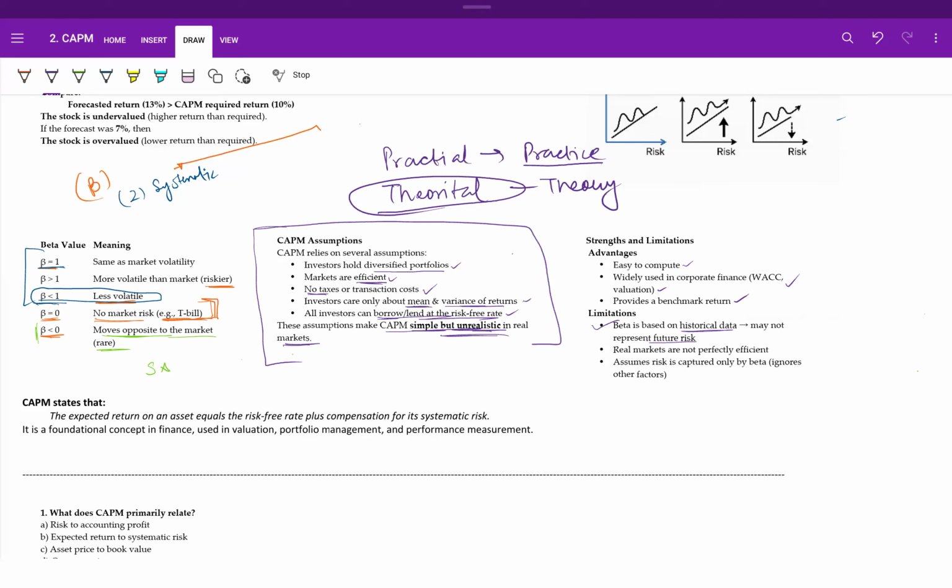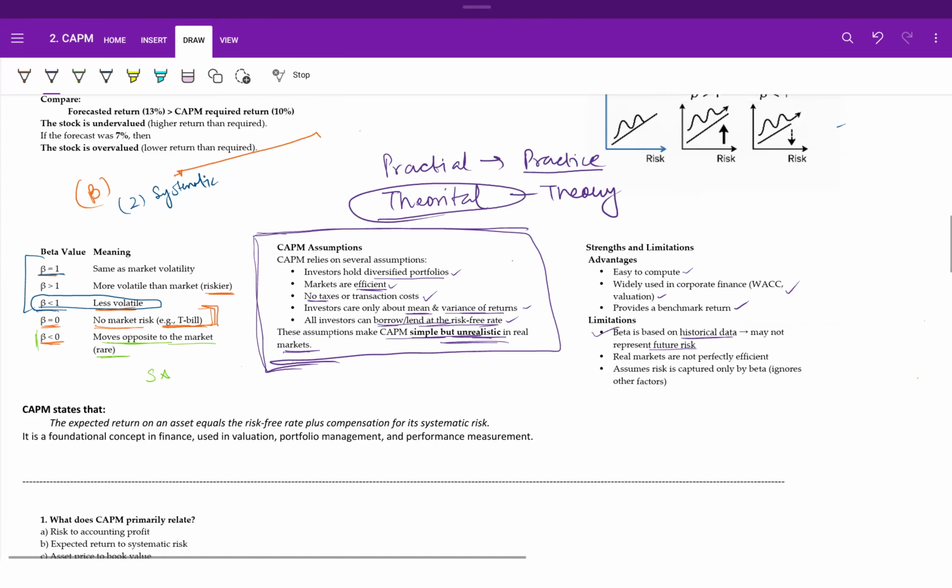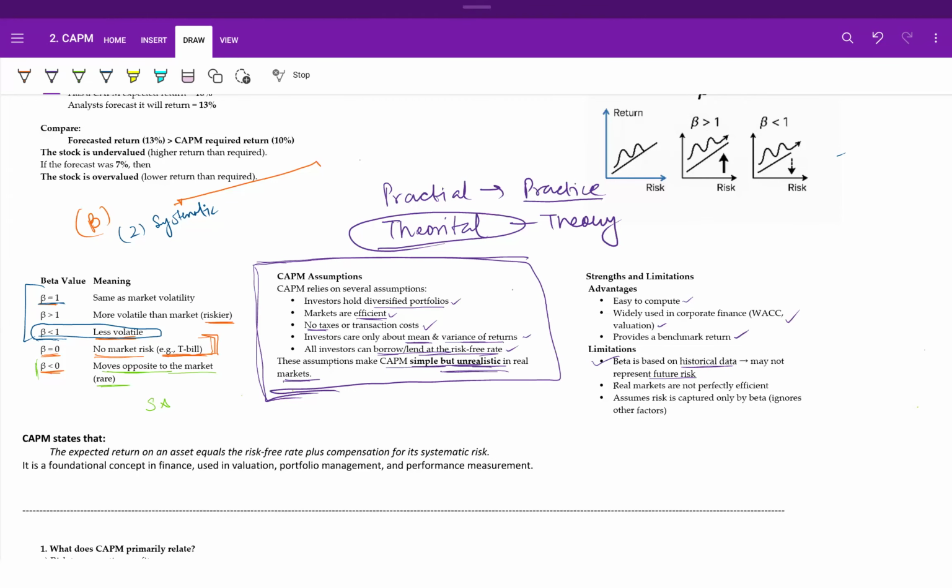Yes, we do apply the capital asset pricing model. A lot of times, you will see that we work around it, but we do not rely 100% on it. Because of these factors, just remember the advantages and disadvantages of the capital asset pricing model. It's easy to compute, widely used in corporate finance, yes. It provides a benchmark return, yes.